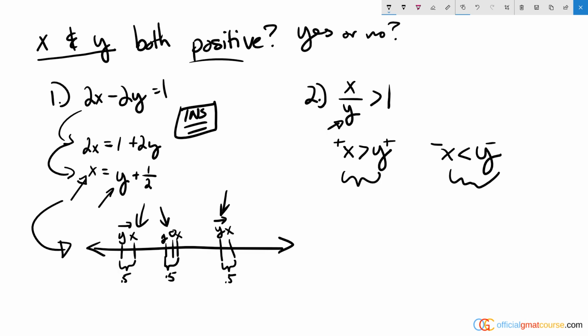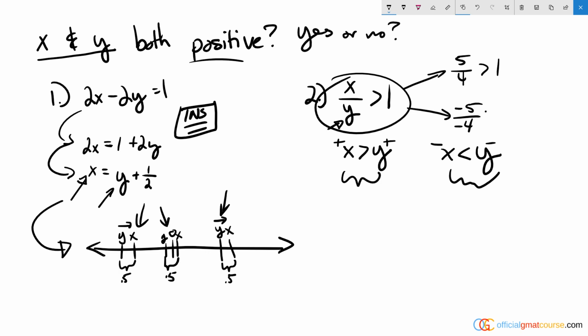So what I would say is, can you find situations in which both of these numbers are positive and other situations in which they're not? I definitely can find a situation where they're both positive, like 5 over 4 is greater than 1. And I can also find a situation where they're not, like -5 over -4, which is also greater than 1. So once I've found that, I've proven it is insufficient because they could both be positive, but they don't have to be. And now what we want to do is take the two statements together.